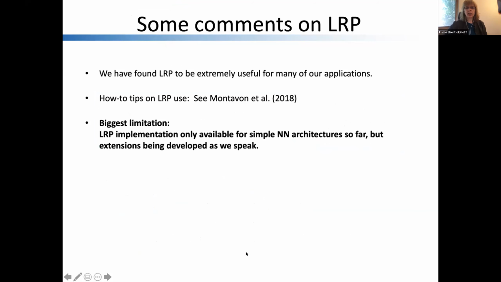So before I go into examples, I just wanted to make 3 statements. We have found LRP to be extremely useful for many of our applications.